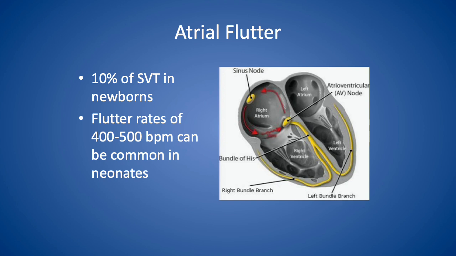Lastly, about 10% of SVTs in newborns can be atrial flutter. And so this is a reentrant tachycardia that is not an atrioventricular tachycardia, but a circuit that is all up in the atria that end up firing into the AV node. And so these flutter rates can be up to 400 to 500 beats per minute, and it can be common in neonates. But of course, the AV node can't process all those 400 to 500 beats. Instead, it may be a 2-to-1 or a 3-to-1 or a 4-to-1 conduction through that AV node.